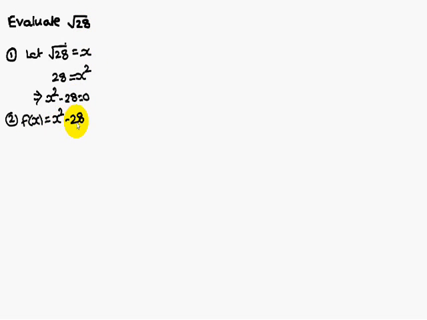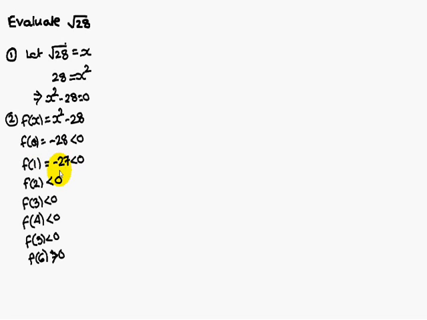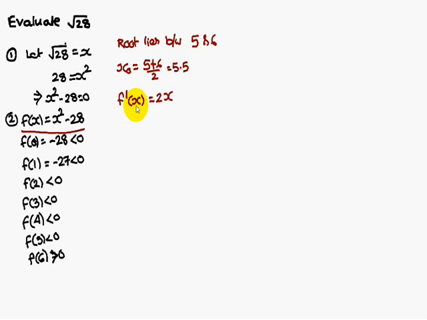F of x is x square minus 28, and f of 0 is a negative value, f of 1 is also a negative value, f of 2 is negative, f of 3 is negative, f of 4 is negative, f of 5 is negative, and f of 6 is a positive value. Therefore, the root lies between 5 and 6, and x naught is the average of these two numbers, that is 5.5, and f dash of x is 2x.